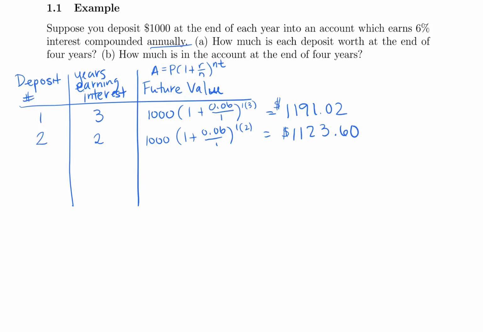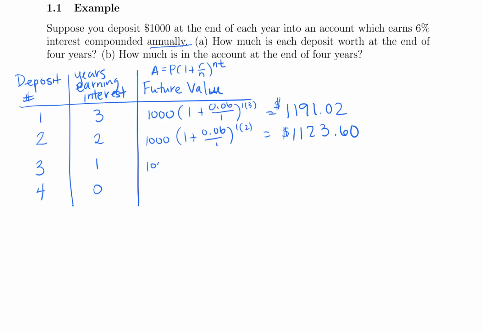And so we end up with $1,123.60. Now, deposit number 3 occurs at the end of the 3rd year, so it only earns interest for year 4, and deposit number 4 occurs at the end of the 4th year, so it has not earned any interest. It hasn't been in the account long enough to earn any interest.